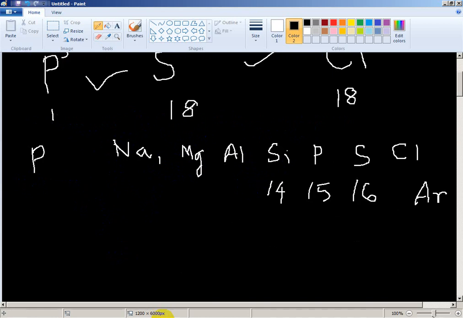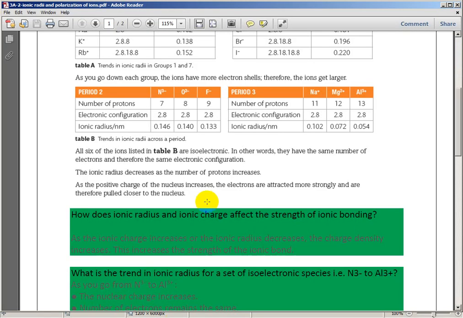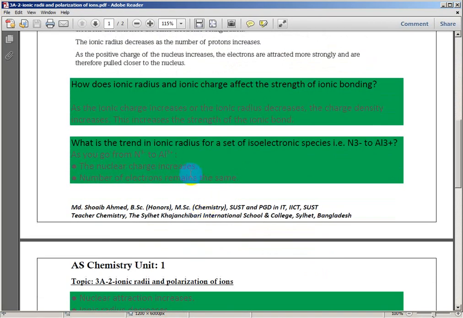Okay, next question. How do ionic radius and ionic charge affect the strength of ionic bonding? If the ionic charge increases or the ionic radius decreases, the charge density increases. If the charge density increases, it increases the strength of the ionic bond.